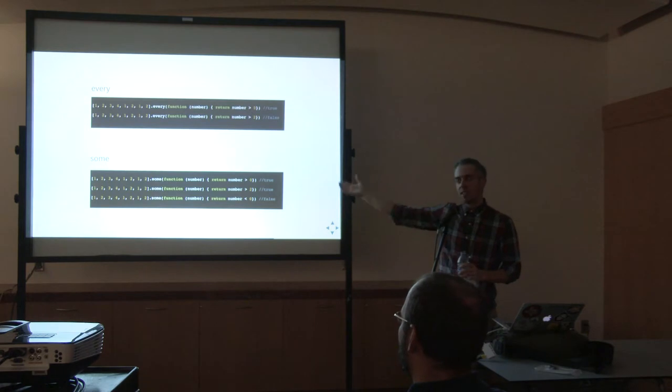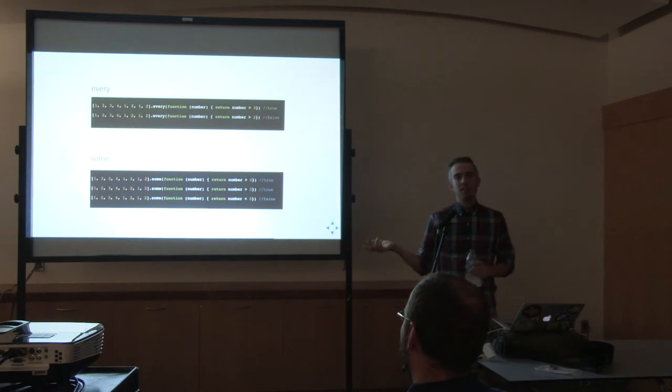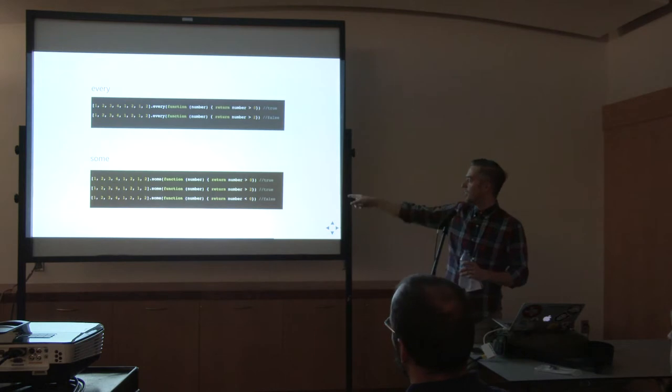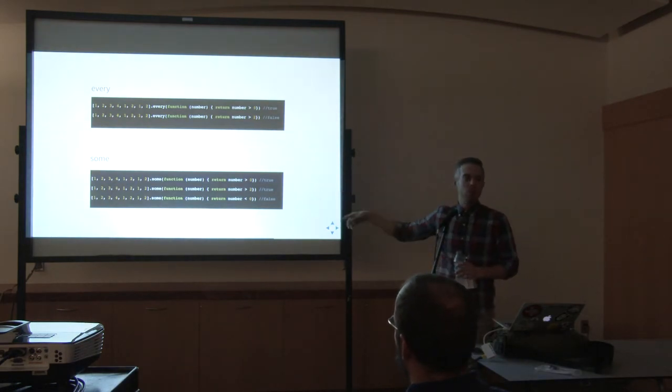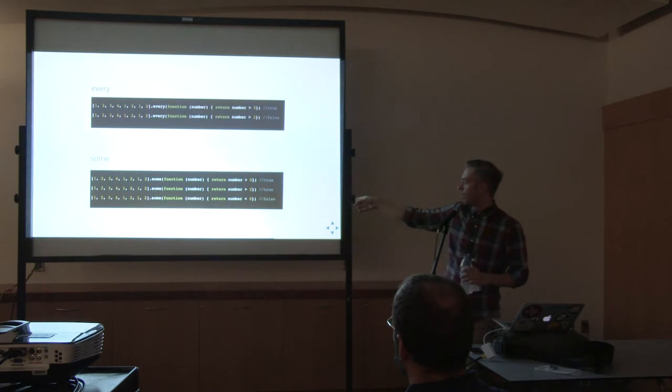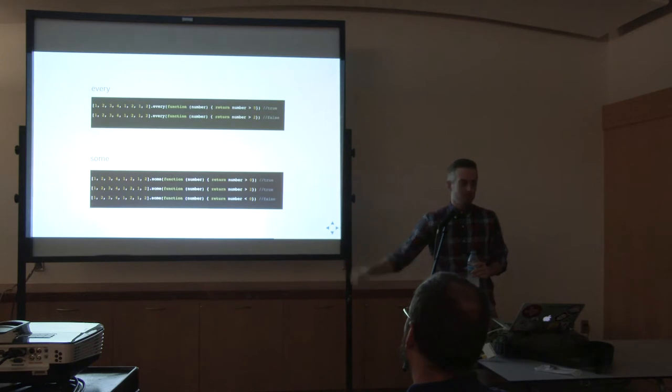Some does basically the same thing, except it's more lenient. It says, if some of them meet this test, then it's true. If none of them meet this test, then it's false. So some of them are greater than 2, so it would return true. None of them are greater than 0, or none of them are less than 0, so it would return false.